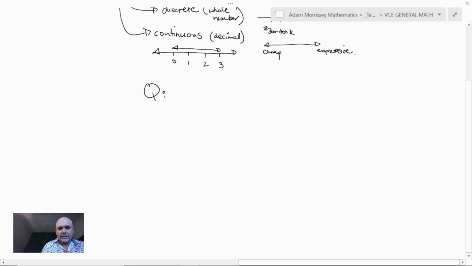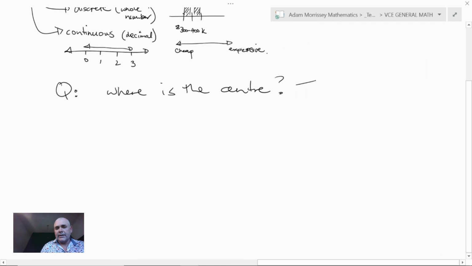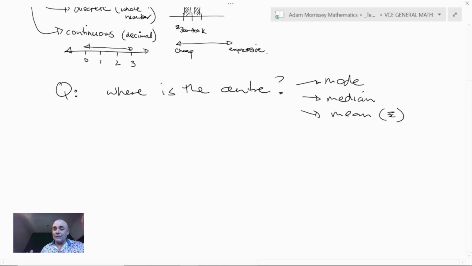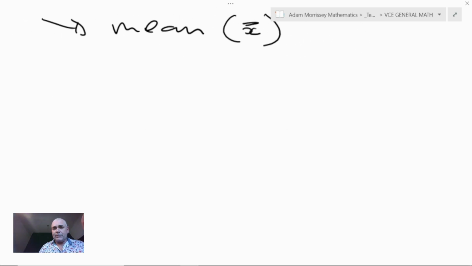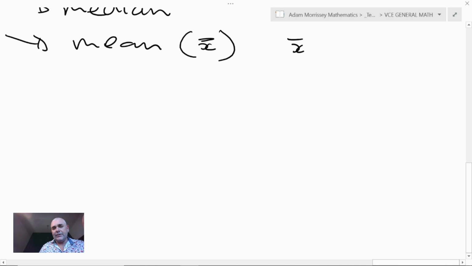We're asking questions about where is the center. And when we ask those questions, we're thinking mode, or the most frequent. We're thinking median, which is the middle value, or we're thinking the mean, which is the average. And it might be important to stop here, and by now we might be seeing this symbol here, X bar, what I call X bar, to represent the mean. And if we want to take a little bit of a deeper dive there, this X bar, or the mean, that is the sample mean.